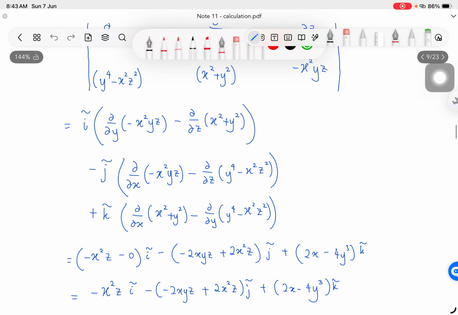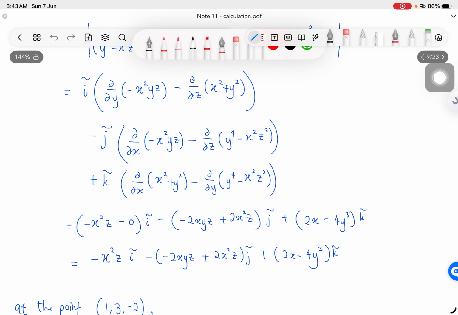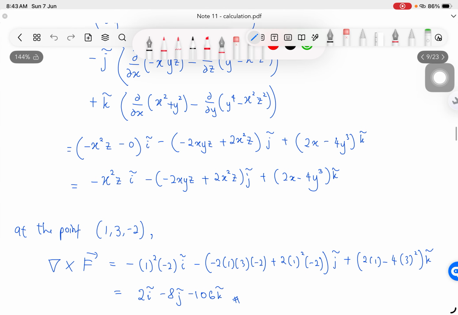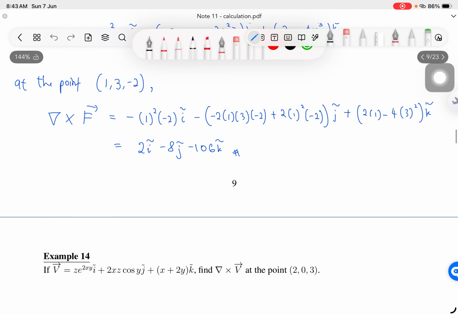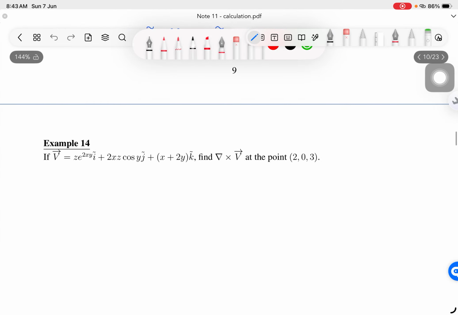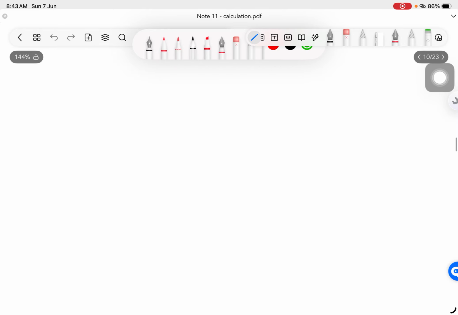When you solve and simplify, you get this one as your answer. Then for this question, they provide a certain value, so you need to find the curl F at that point. We just substitute the point inside this expression, and we get this one as your answer. So this is how you find curl F. Example 14 you can try on your own as an exercise.